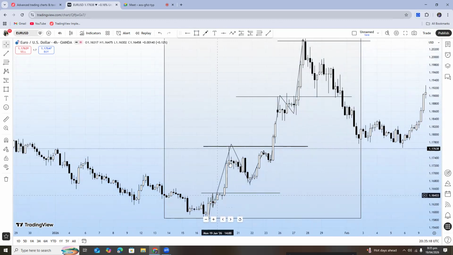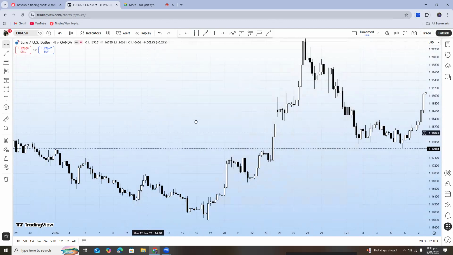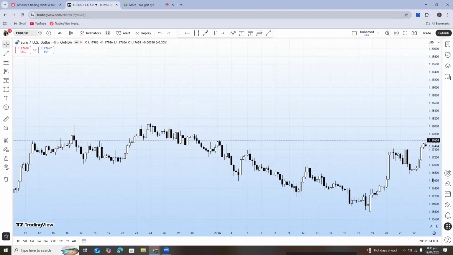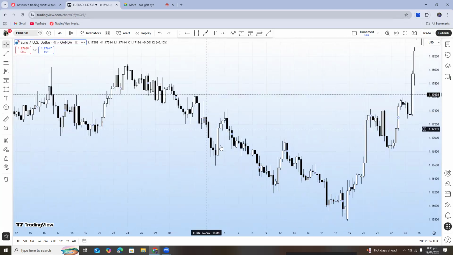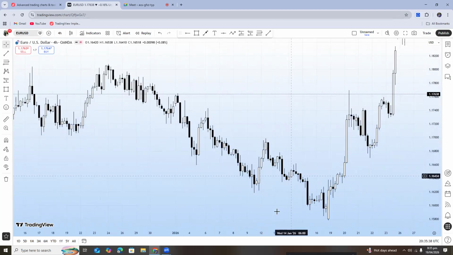Ideally, you wait for price to break it. When it comes back to it, then you take your buy. If it doesn't come back, don't take the trade. Let it go. You will have other opportunities later. The market presents a lot of opportunities every now and then, so don't force the market. I think I can use this one as an example because there were a lot of retests here.